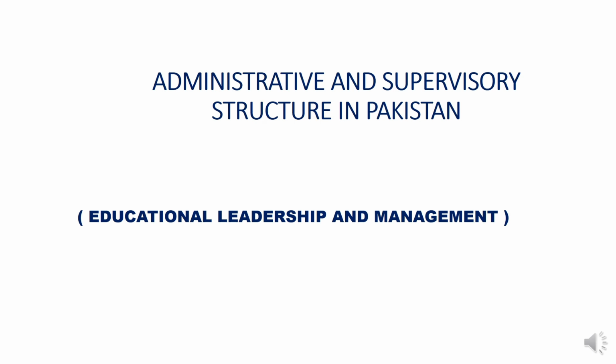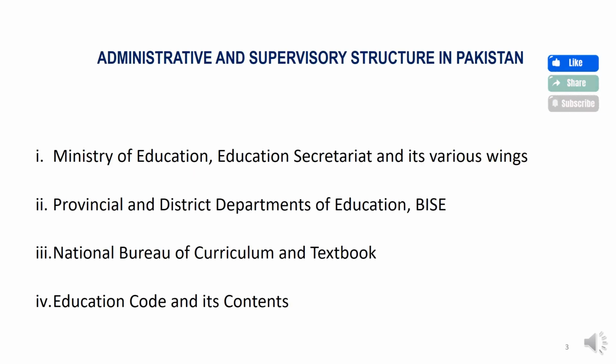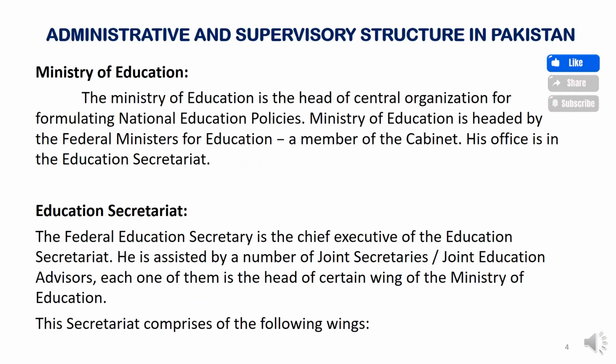Today's topic is administrative and supervisory structure in Pakistan. In this we will discuss educational leadership and management. There are some points that we will discuss in today's topic. The first is Ministry of Education, Education Secretariat and its various wings. The second is Provincial and District Department of Education. The third is National Bureau of Curriculum and Textbook, and the fourth is Education Code and its content.